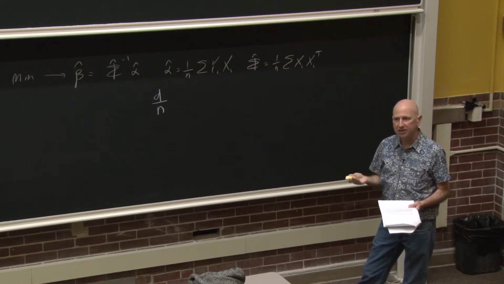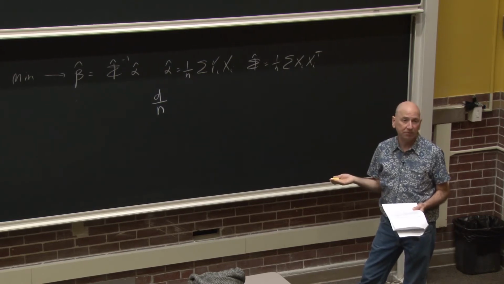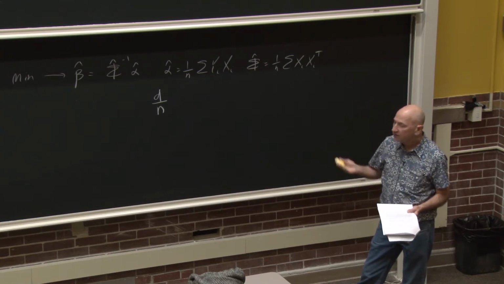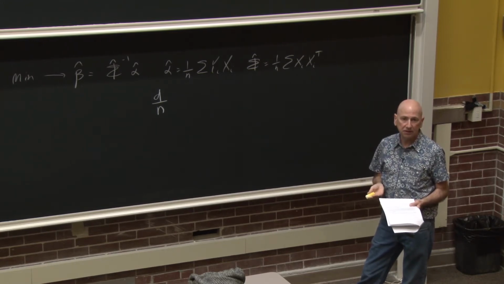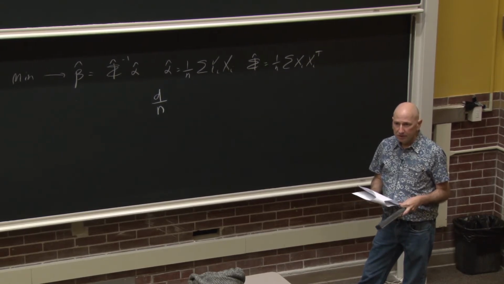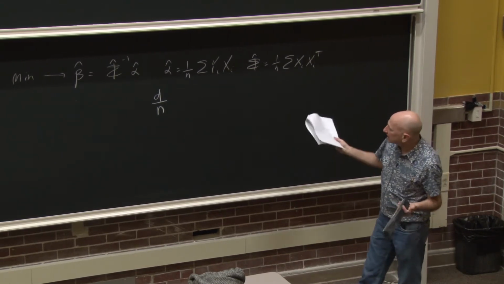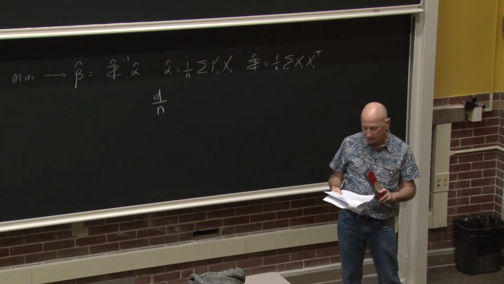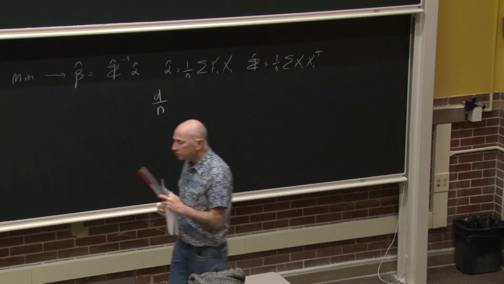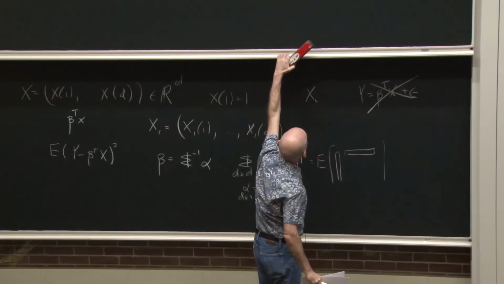If d is fixed and n is getting bigger, you're paying a small price for having to estimate the best linear predictor. But obviously, if d is big, you can see that it's not going to do very well. And in particular, the estimator won't even be defined when d is bigger than n. So that's why we want to talk about the more interesting case, which is high dimensional linear regression.